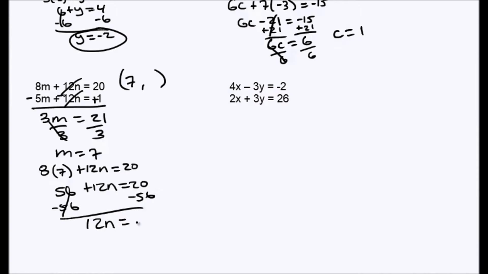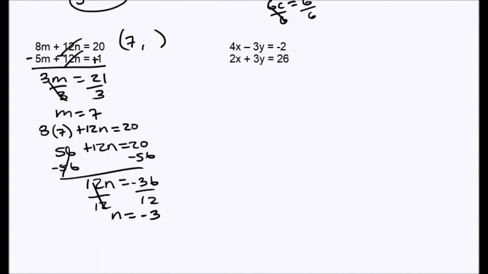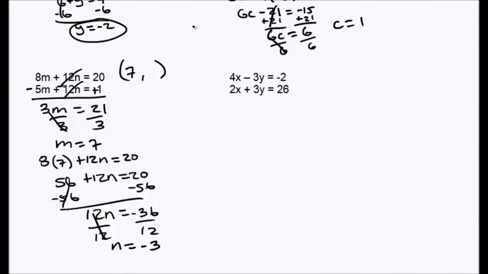Well, 56 minus 20 is 36, but your sign will be negative because your bigger number is negative. Divide both sides by 12, and n is equal to negative 3, because negative 36 divided by 12 is negative 3. So I found my m, I found my n, and that's it. I'm done. Here's one coordinate, here's the other coordinate. Put it together, and my solution is (7, negative 3).